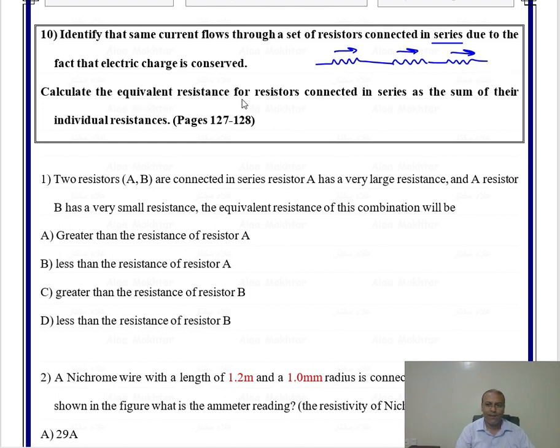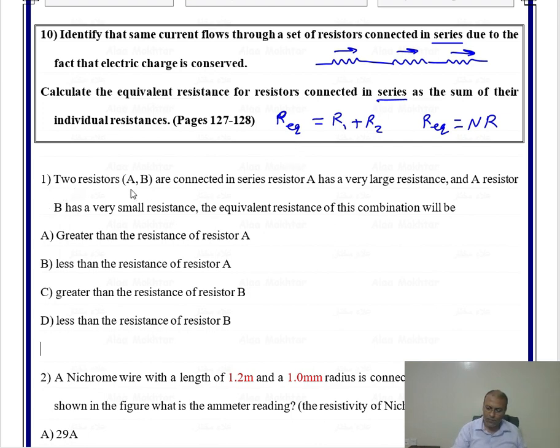Calculate the equivalent resistance for resistors connected in series. Equivalent resistance Req equal R1 plus R2 plus R3, or we can consider it Req equal N multiply R in case the resistances are identical. Equivalent resistance is greater than the greatest one.